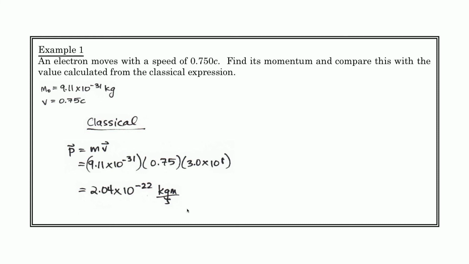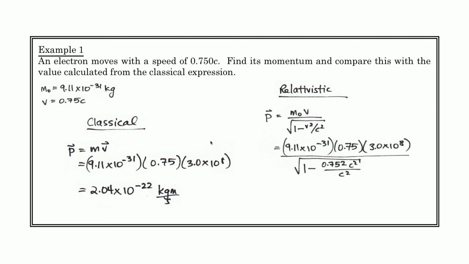Okay, pretty easy. Relativistically, though, it's a little bit different. We've got m naught v, but we have to divide by this gamma, right? So we have to divide by this factor that corrects for relativistic speeds. So when we make our substitutions, we've still got our 9.11, we've got 0.75 times the speed of light, but we're now dividing by this factor. And what we end up with is 3.10 times 10 to the minus 22 kilogram meters per second.